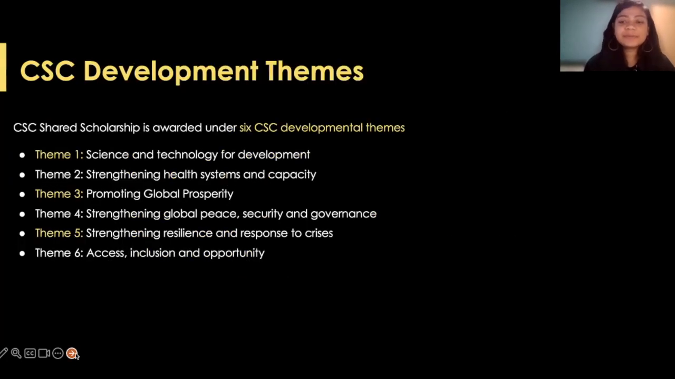So these scholarships, like any other Commonwealth scholarships, are spread across 6 developmental themes, including science and technology for development, strengthening health systems and capacity, promoting global prosperity, strengthening global peace, security, and governance, strengthening resilience and responses to crisis, and access, inclusion, and opportunity.